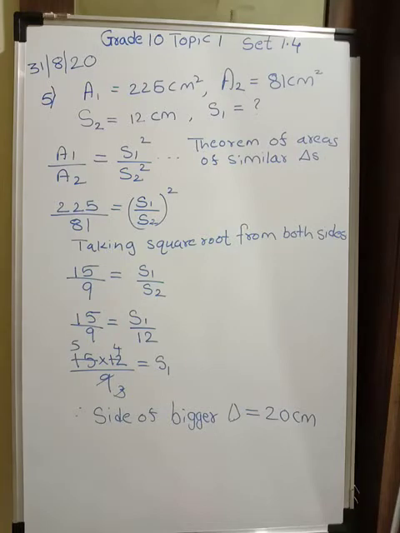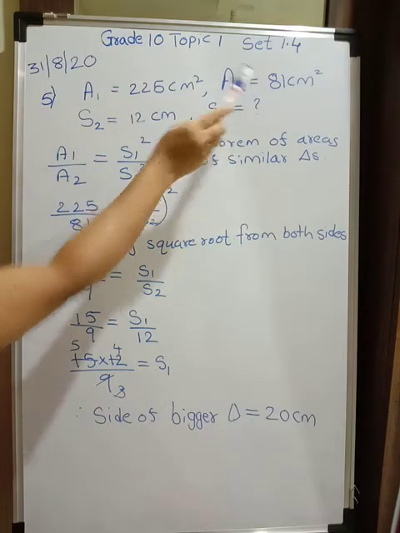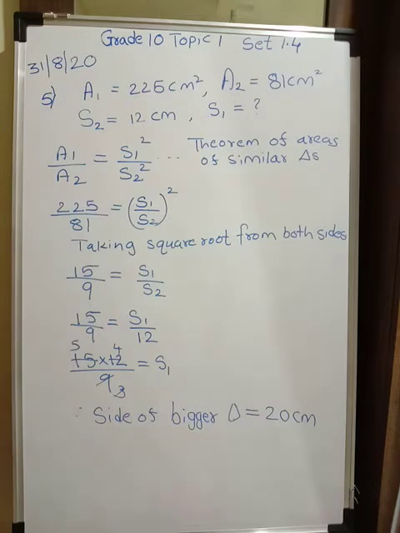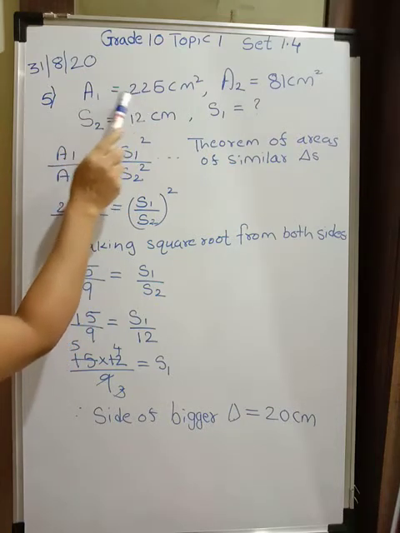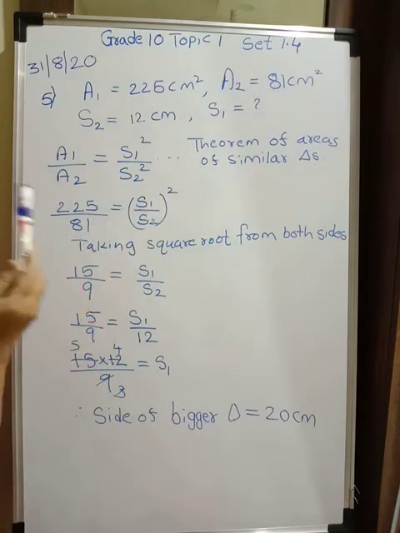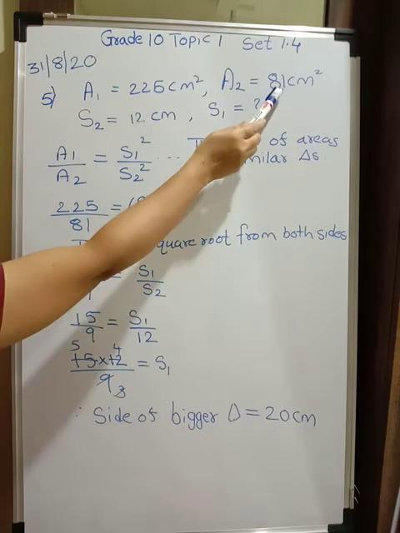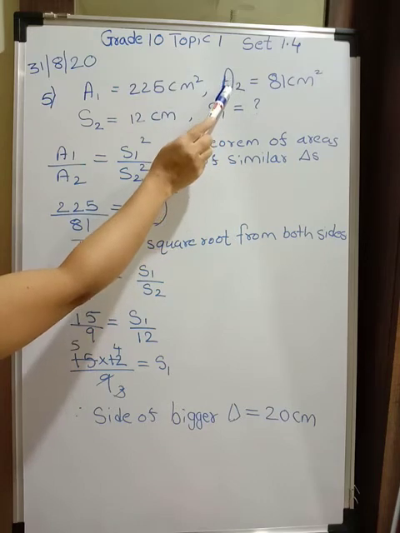Now let's go to the fifth question. Just see. Area of two similar triangles are 225 centimeter square and 81 square centimeter. Now see, area of first triangle we can say 225 centimeter square and area of second is 81 centimeter square. If a side of a smaller triangle is 12 centimeter. Now see, if A1 is area of first triangle and A2 is area of second triangle, as per our common sense, we should know that 225 is greater than 81. So it is obvious that A1 triangle is bigger compared to A2 triangle, or A2 triangle is smaller.